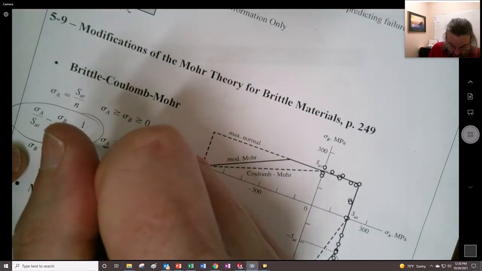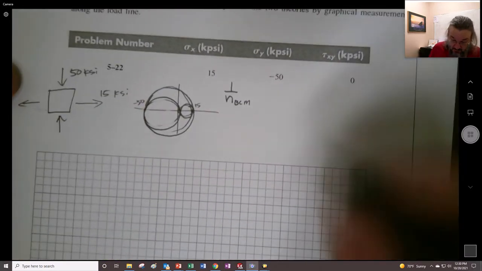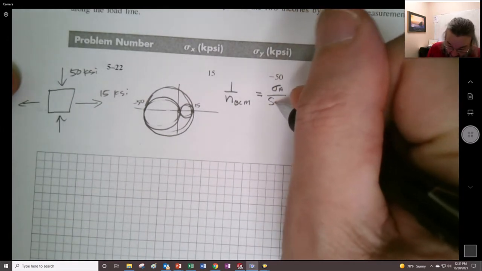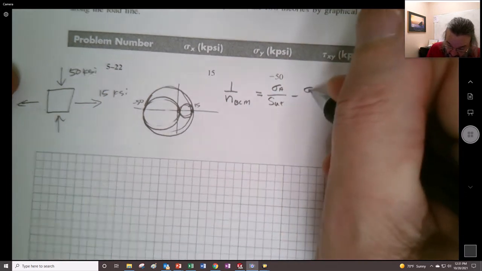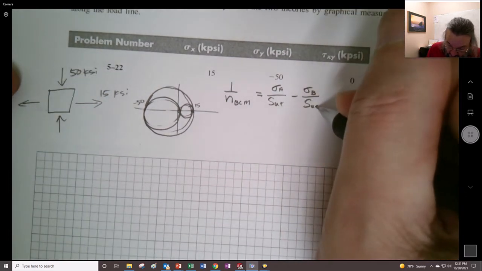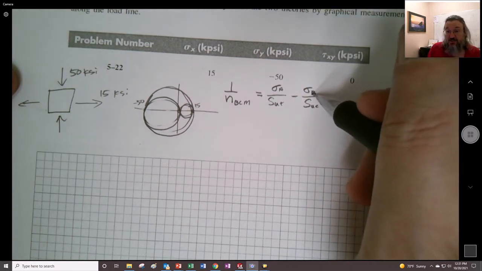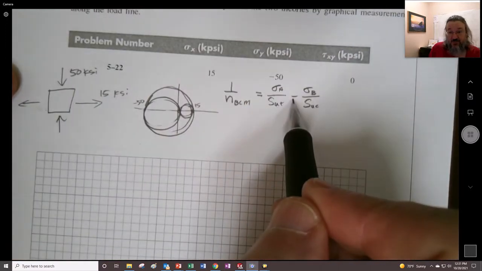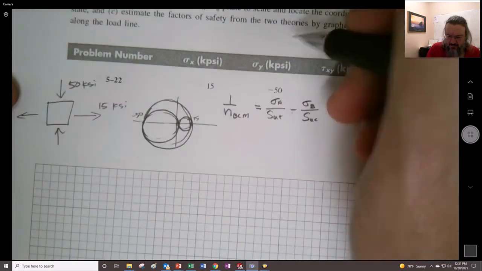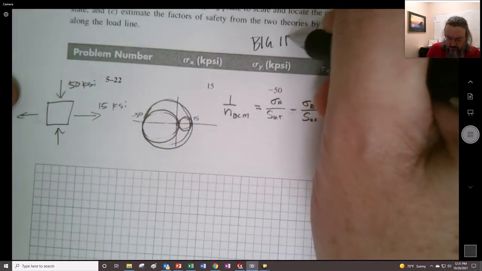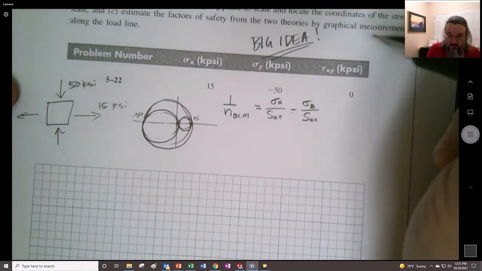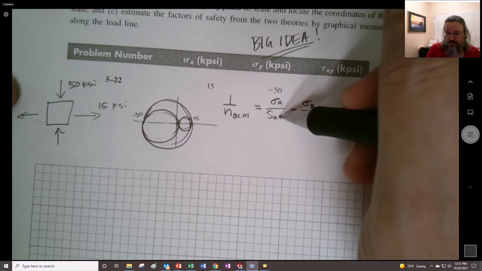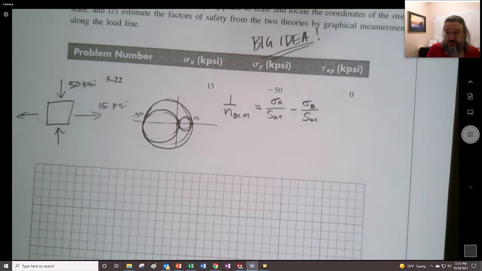So we go BCM, and that's going to be equal to sigma A divided by the tension strength minus sigma B divided by the compression strength. And that minus is there because this is compression, right? So don't subtract these. Just note that this is a negative value, so they put the negative value here. The big idea is that we're using apples to apples. This is a tension, that's a tension strength. This is compression, that's compression strength.